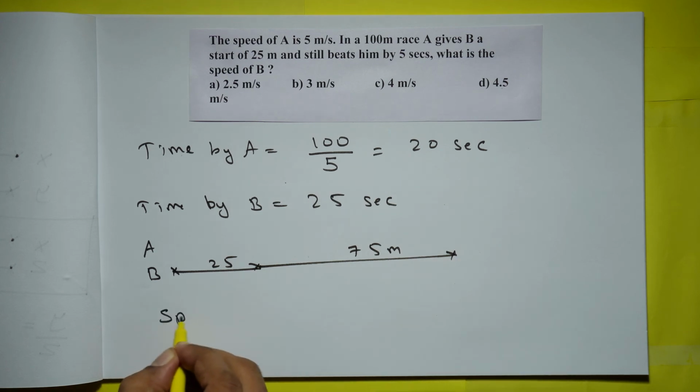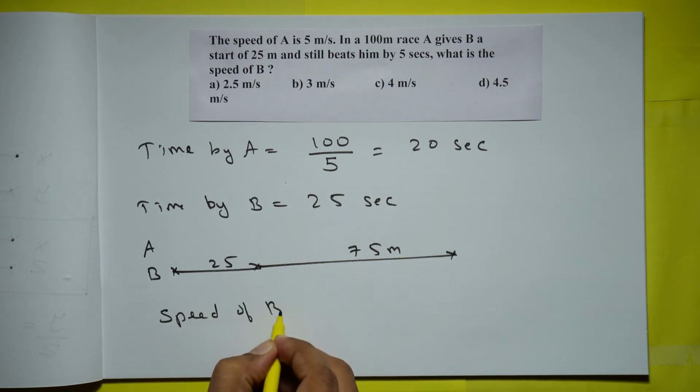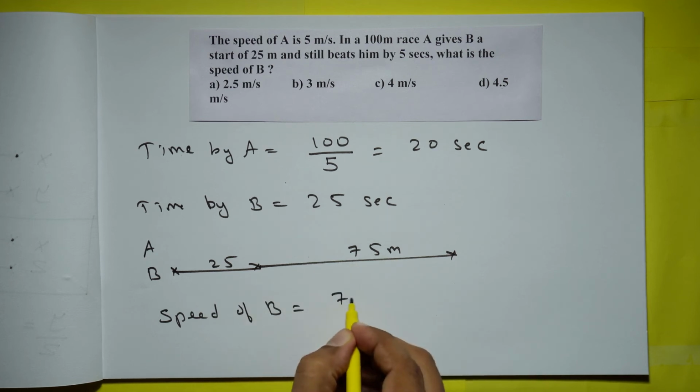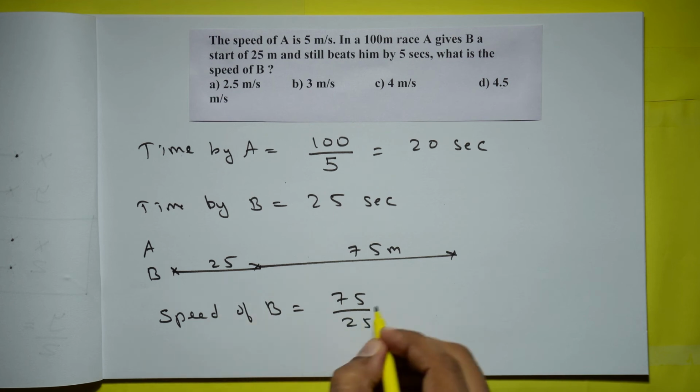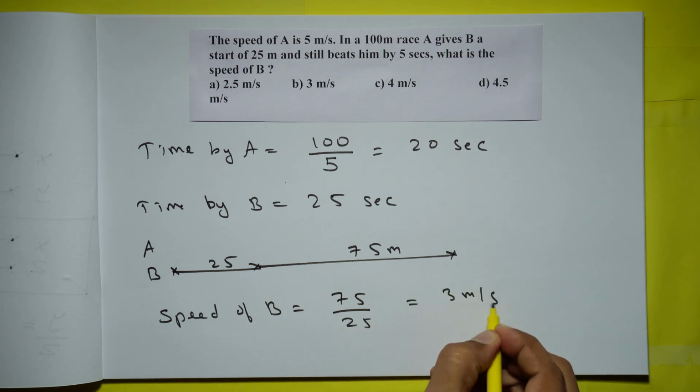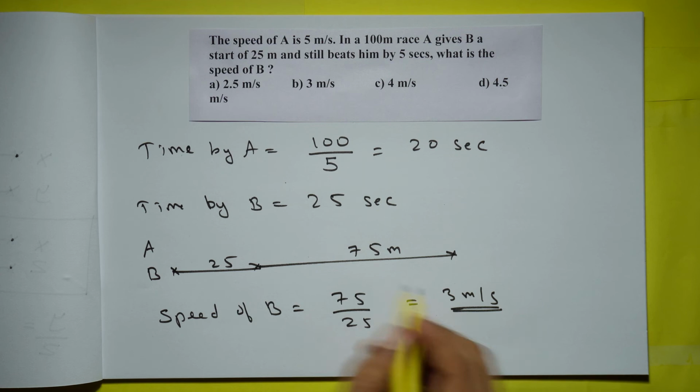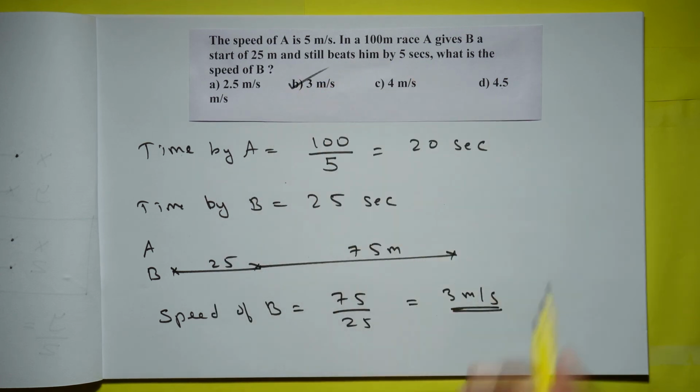Now B requires 25 seconds to complete his 75 meters. So let us calculate the speed of B. That is, distance is 75 by time required is 25 seconds. So speed of B is 3 meters per second. That is the speed of B. Option B, 3 meters per second.